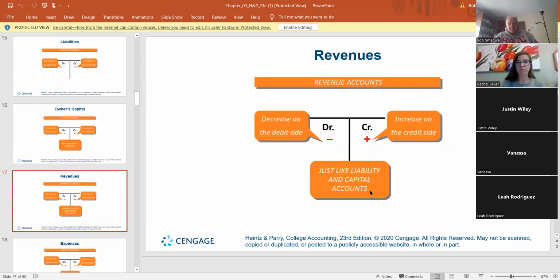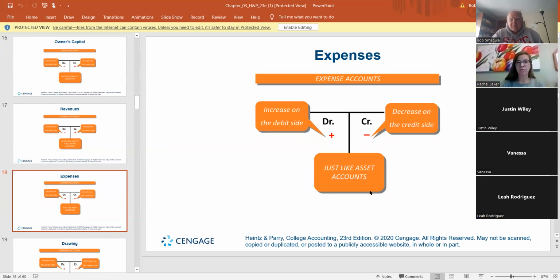We have two other things, revenues and expenses, and I guess drawings. Revenues increase on the credit side. Revenues have a normal credit balance, just like capital and liability accounts. Then we just have expenses, which increase on the debit side. So expenses have a normal debit balance, just like assets.